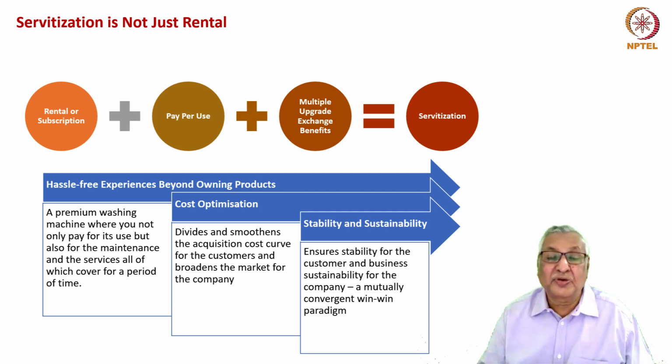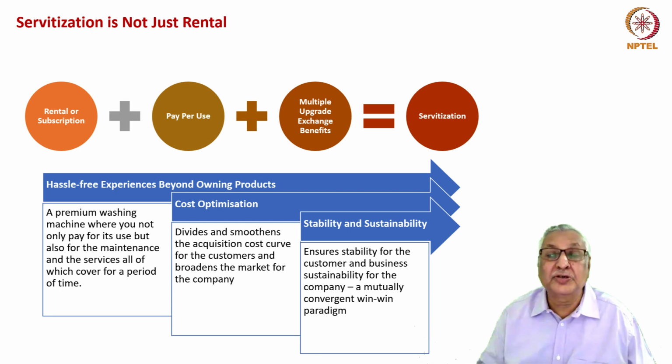It also leads to cost optimization. It divides and smoothens the acquisition cost curve for the customers, and therefore it broadens the market for the company. Definitely, as opposed to buying a product for 100,000 rupees, if you are able to buy a product for 5,000 rupees, you would be inclined to take that product, and that could be covering a whole lot of devices, and therefore the market would expand. People who are not able to afford will come into the market space, whereas the company will be able to scale up its production and therefore derive greater economies of scale. It is a virtuous cycle that would be operational in the socio-industrial system.